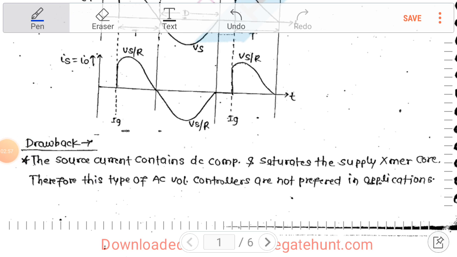The drawback in single phase half controlled AC voltage controller is that the source current contains DC component and saturates the supply transformer core. Therefore, this type of AC voltage controller is not preferred in general applications.